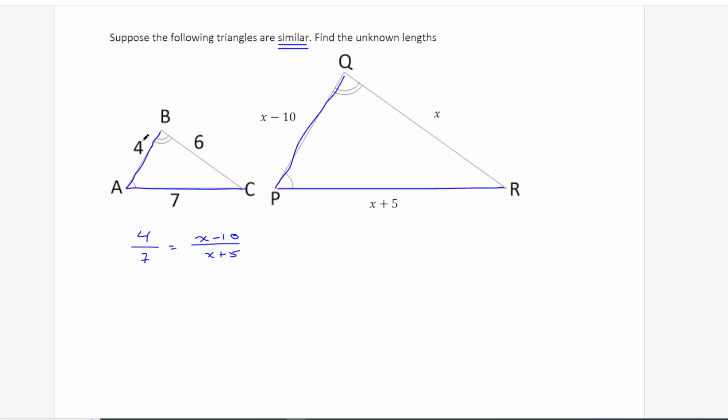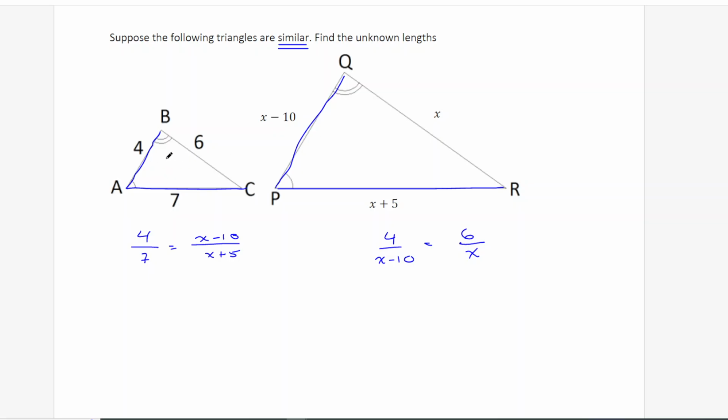You could also say that AB is to PQ, so 4 is to x minus 10, right, as maybe 6 is to x. That would be another example of a proportionality statement you could solve. You could set up another one, saying that 7 is to x plus 5 as 6 is to x.